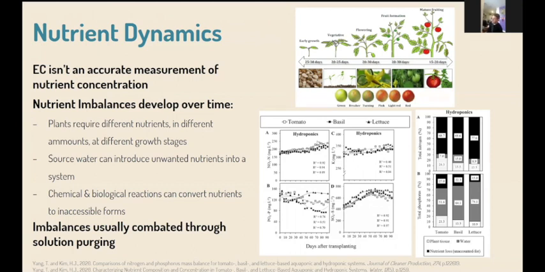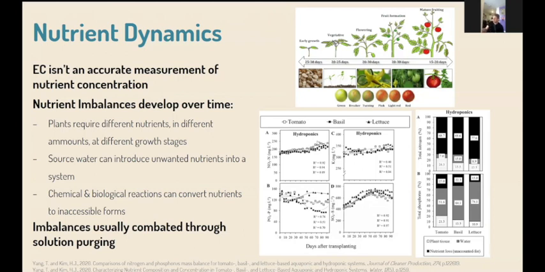So a vegetative growing stage, a fruiting growing stage, and a flowering growing stage will all have totally different requirements. Plants will be different sizes, and this really causes a large amount of variation. And if you are just using your EC and adding a set amount of nutrients with your nutrient solution and not varying them, these imbalances will get bigger over time.